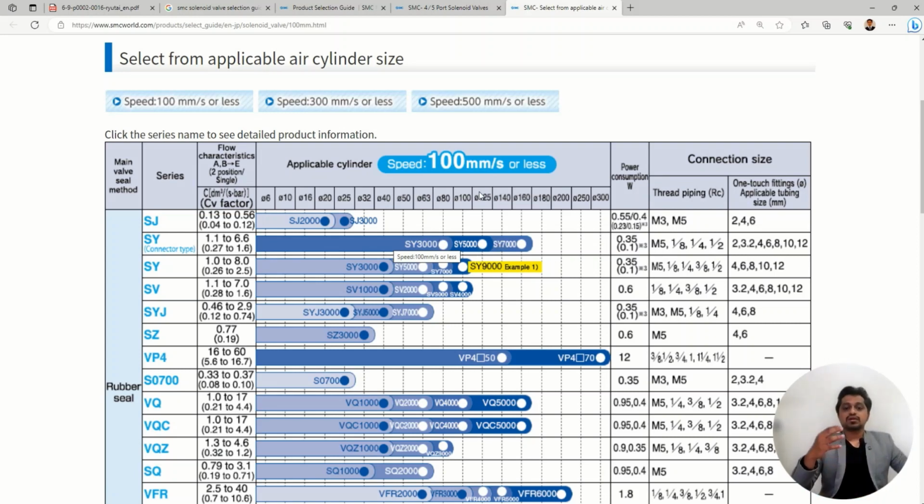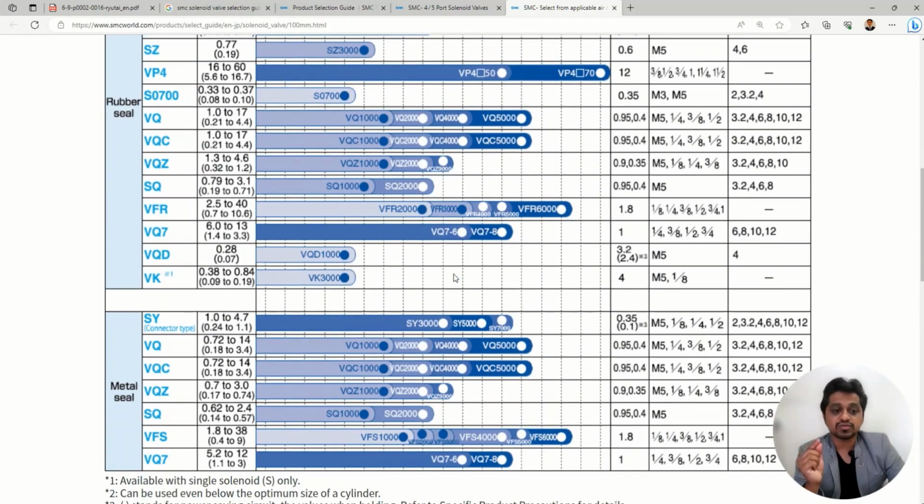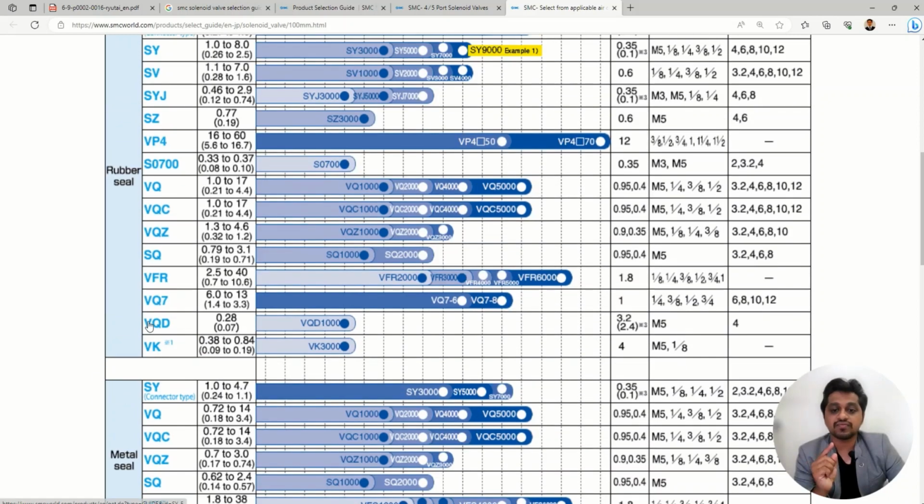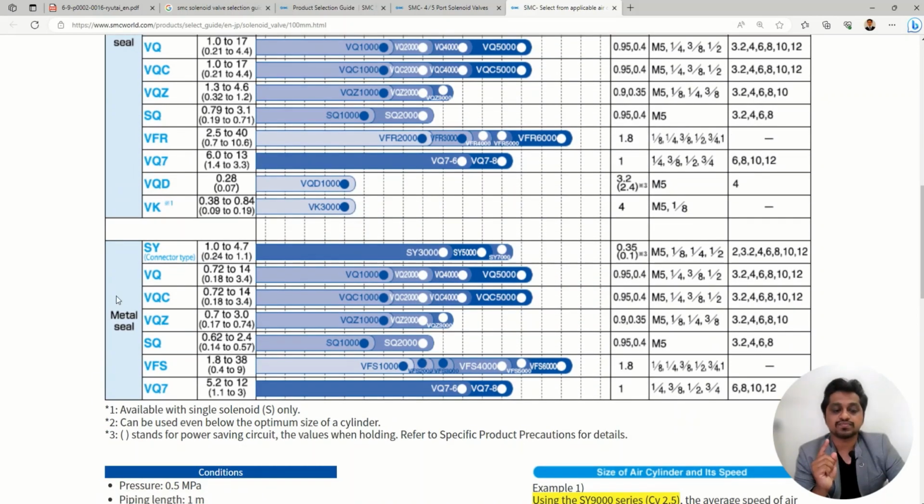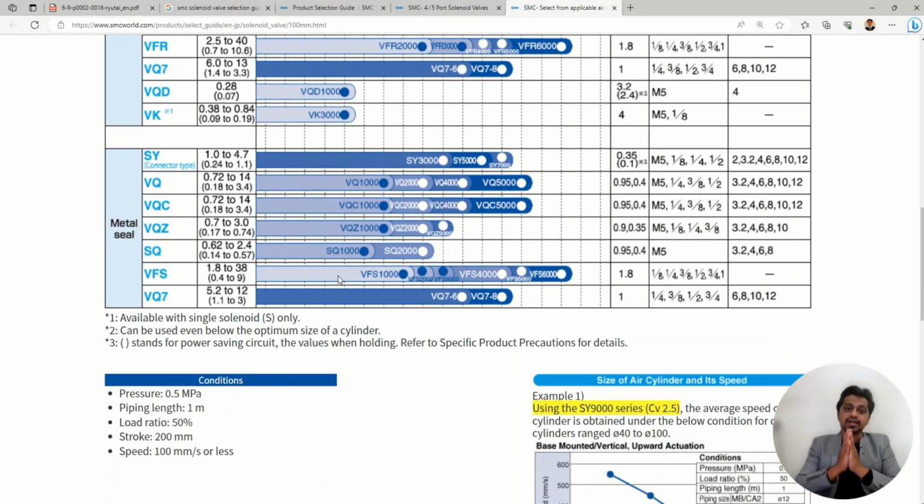So this is a summarized form for the valves. You can see then again they have mentioned the power consumption in wattage and the thread piping and the fittings, that means which tube size you can attach, that has been mentioned over here in summarized form. So this is also very helpful, right? And then the main valve seal method, that the rubber seal is there, and again you will find out there is a metal seal option. So this is the metal seal option. So again with the help of metal seal you can check out. So this is for, say, 100 mm per second speed.